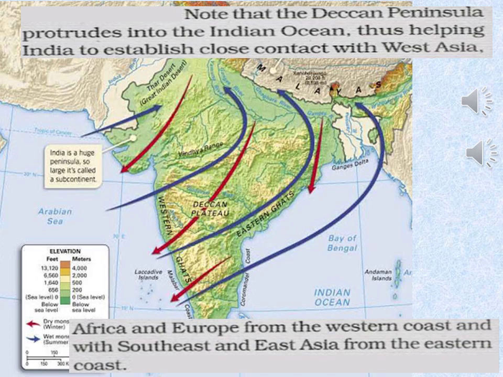Note that the Deccan Peninsula protrudes into the Indian Ocean, thus helping India to establish close contact with West Asia, Africa, Europe from the western coast, and with Southeast and East Asia from the eastern coast. Here, protrude means to extend beyond, I mean something extended. The peninsula is helping India make contacts with the other countries.